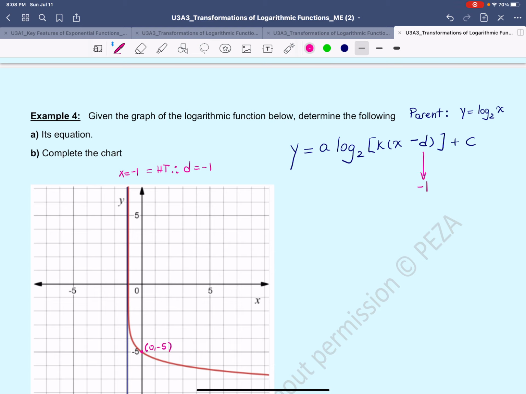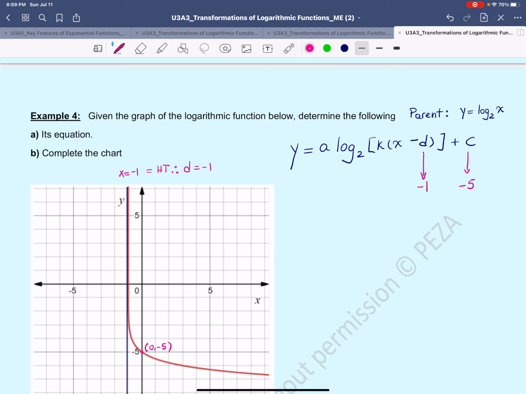So in a way, that tells me that the graph of this function must have moved 1 unit to the left, which is confirmed by the vertical asymptote as well, or the horizontal translation. And since the x-intercept has moved from y equals 0 to y equals negative 5, then the vertical translation must have been 5 units down.